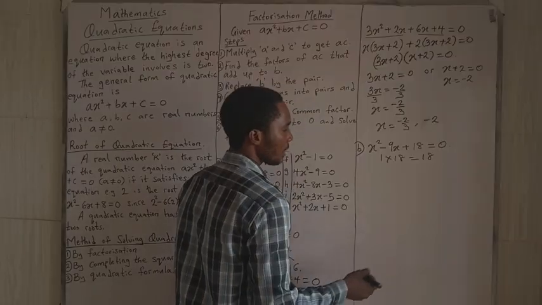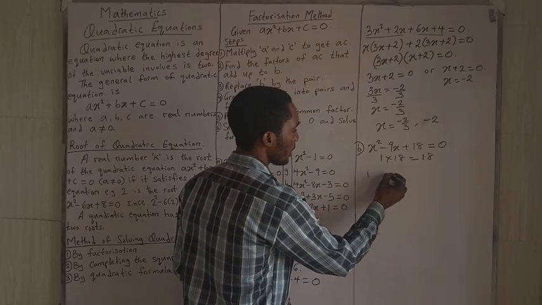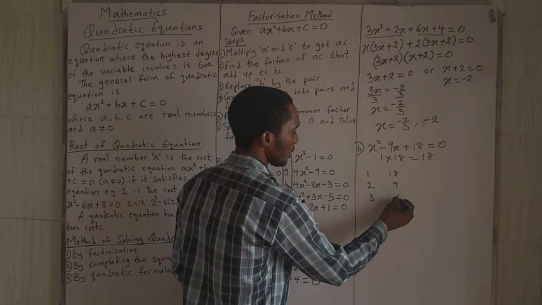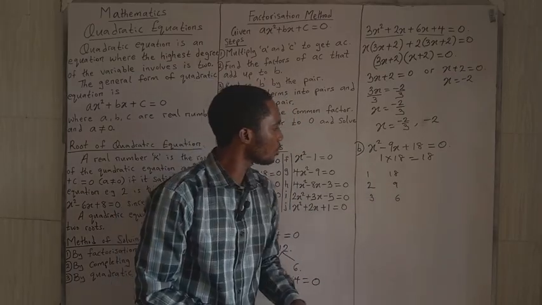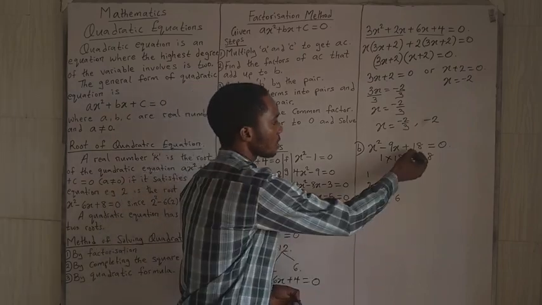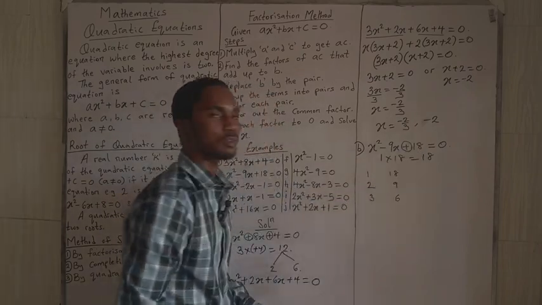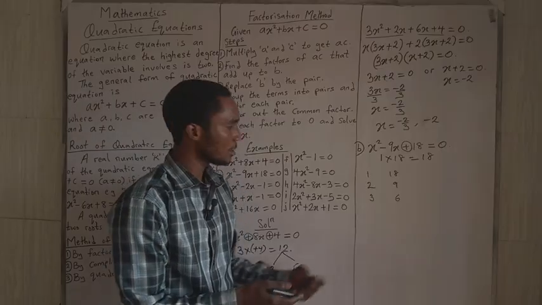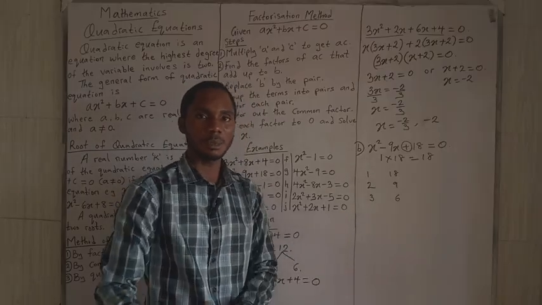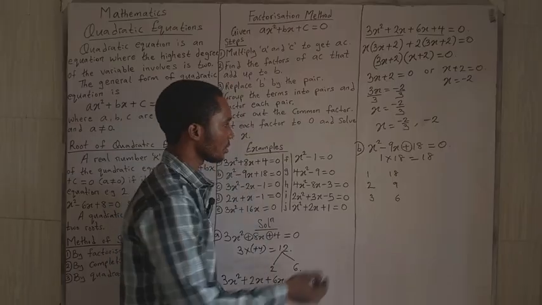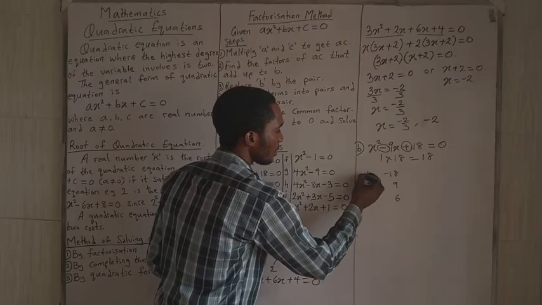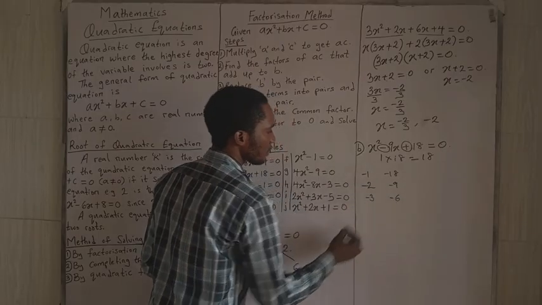The possible pairs are what? 1 and 18, 2 and 9, 3 and 6. But how are we going to know the sign that we are going to put here? Come back to this constant. We have the constant to be what? To be positive. That means the pair of the factors will have the same sign, plus plus or minus minus. Which one are we going to use? We have this to be negative. That means that it will be minus minus.